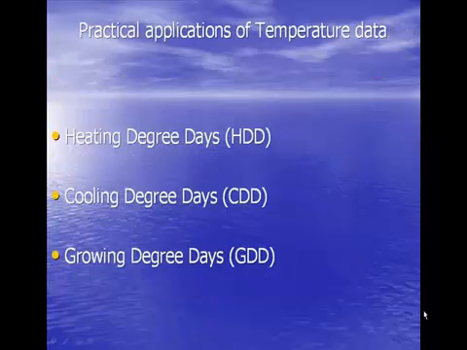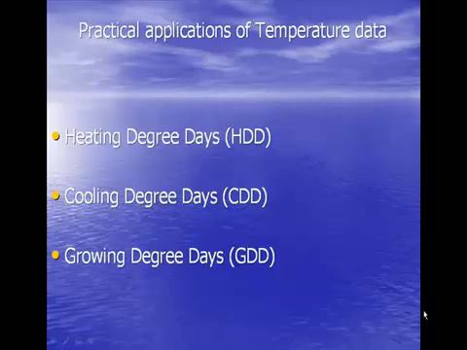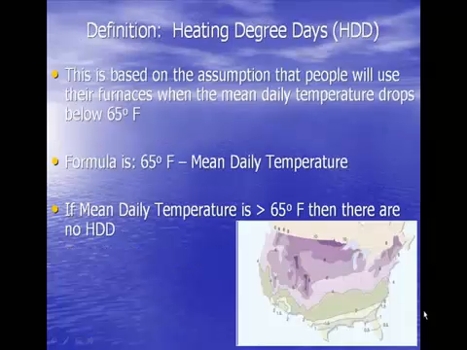Let's take a look at some of the practical applications of temperature data. We'll look at these in terms of what we call heating degree days, cooling degree days, and growing degree days. Heating degree days is based on the assumption that people will start using their furnaces once the mean daily temperature drops below 65 degrees Fahrenheit. Recall that the mean daily temperature is defined as the max and min temperatures averaged together.